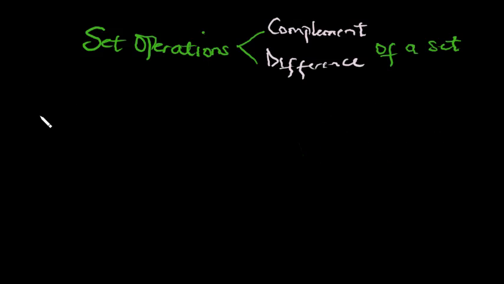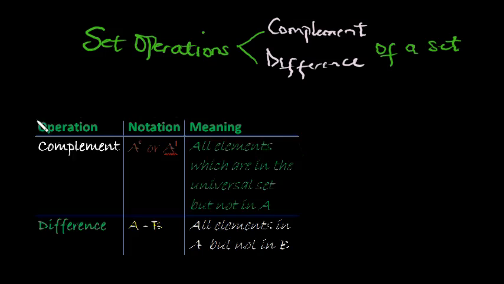What's the complement or difference of a set? The complement of a set, usually written as A superscript C or A prime, is a set that contains all elements which are in the universal set but not in A, while the difference of a set, read as A difference B, is all elements in A but not in B. So now you have to keep this in mind. The difference between the complement and difference of a set is just with what you are comparing it with.